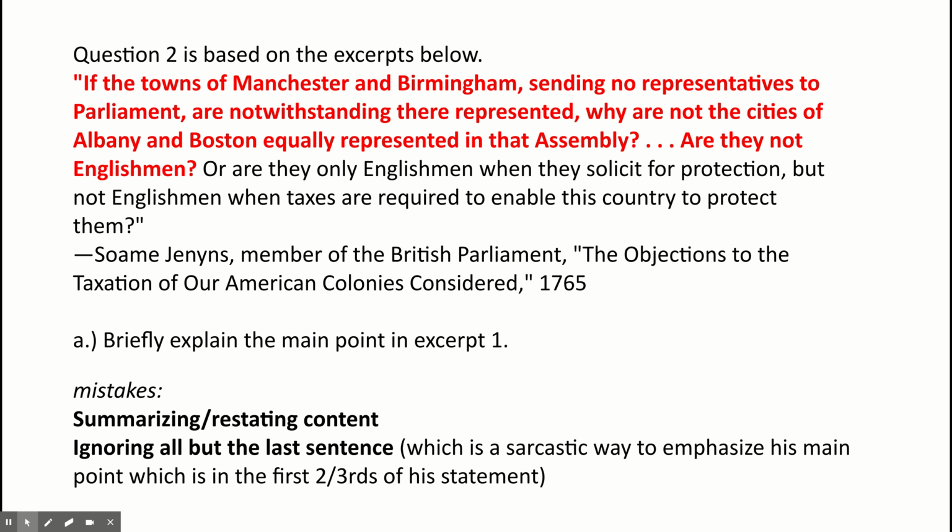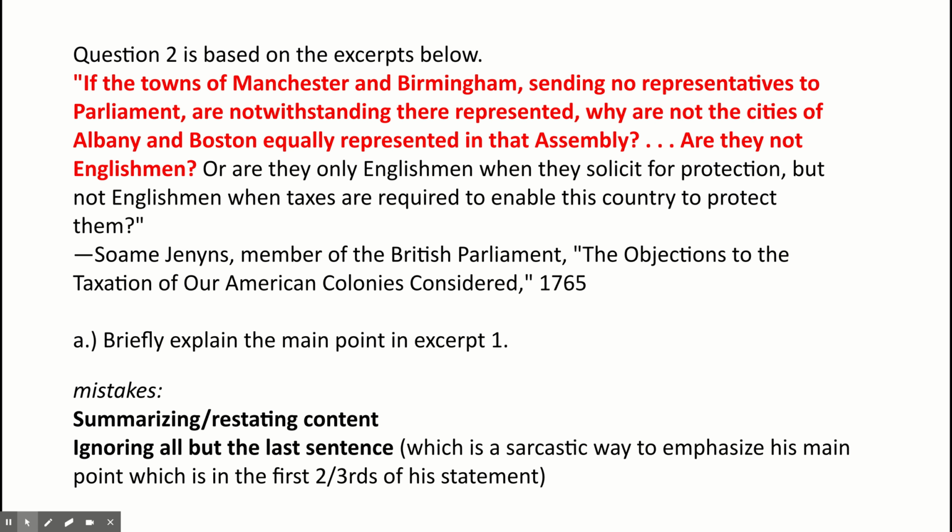If the towns of Manchester and Birmingham, those are English towns, sending no representatives to Parliament, are notwithstanding represented, why are not the cities of Albany and Boston equally represented in that assembly? Are they not Englishmen? You have to look to where it says member of British Parliament, because then it says at the top, go back to the quote, or are they only Englishmen when they solicit for protection, but not Englishmen when taxes are required to enable this country to protect them?